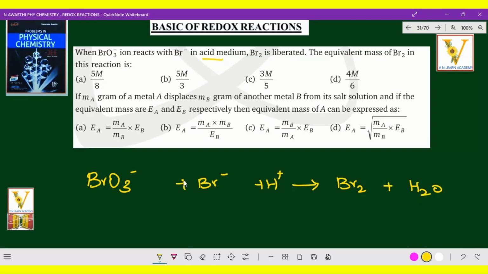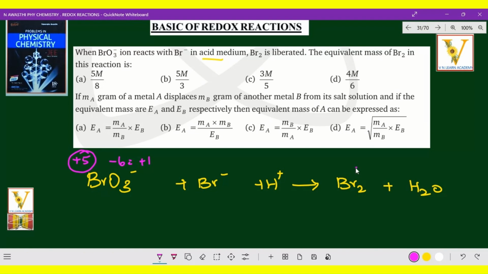Second thing, we have to find out the oxidation number. You know how to identify the oxidation number very well, right? Okay, let us find it. This is BrO3 minus. Oxygen is minus 2, you know very well, and there are 3 of them, so minus 6, and the overall charge is minus 1. So X will be plus 5 oxidation state. So the bromine will be plus 5.